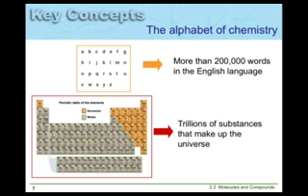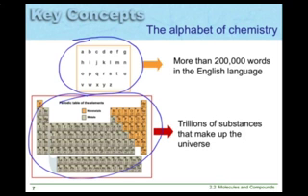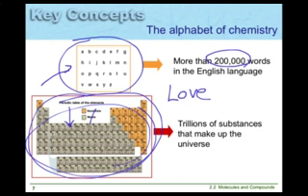Now think about that. Think about how many different elements we have in the periodic table. Think about how many different letters we have in the English language. Using only these 26 letters, we can make up more than 200,000 words in the English language. That's one language. I like to think of chemistry as the language of love. It's what makes everything come together. And with these so-called letters, all these elements, these individual symbols, we can make up trillions of substances that make up the entire universe.